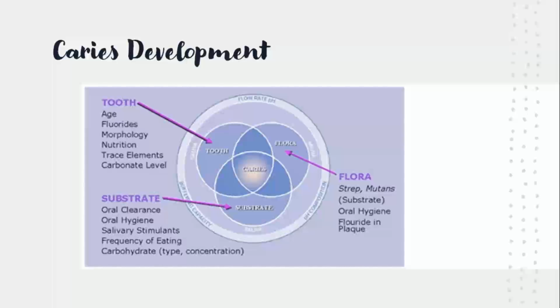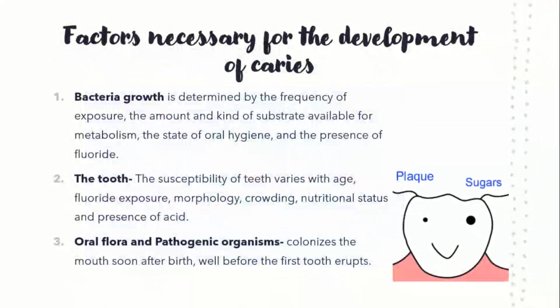Under these conditions, the bacteria metabolizes substrate to form acid, which decalcifies teeth. As shown in the Venn diagram, caries can occur if oral flora contains acid-producing bacteria, such as Streptococcus mutans. Bacteria growth is determined by the frequency of exposure, the amount and kind of substrate available for metabolism, the state of oral hygiene, and the presence of fluoride.